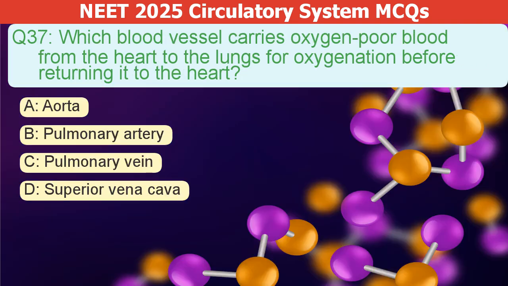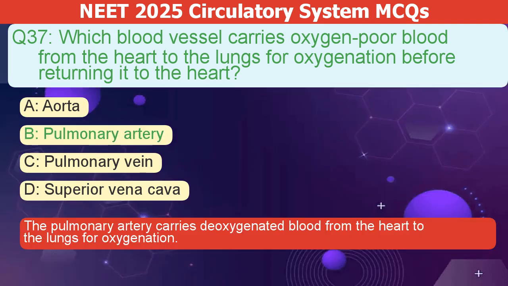Which blood vessel carries oxygen-poor blood from the heart to the lungs for oxygenation, before returning it to the heart? A. Aorta. B. Pulmonary artery. C. Pulmonary vein. D. Superior vena cava. The correct answer is B. The pulmonary artery carries deoxygenated blood from the heart to the lungs for oxygenation.